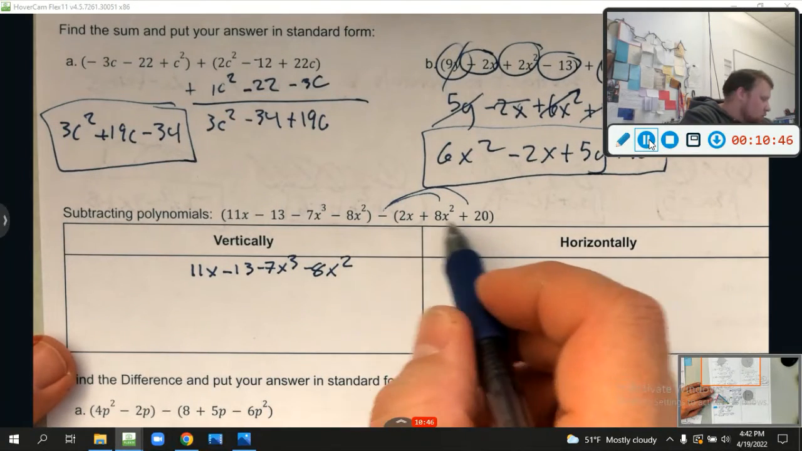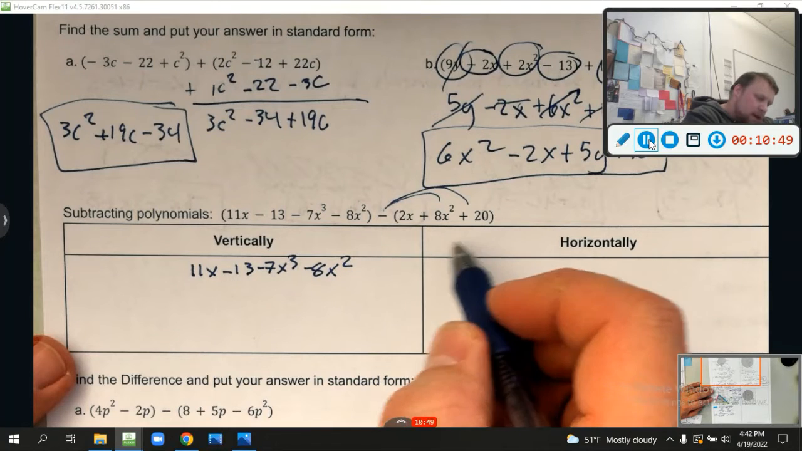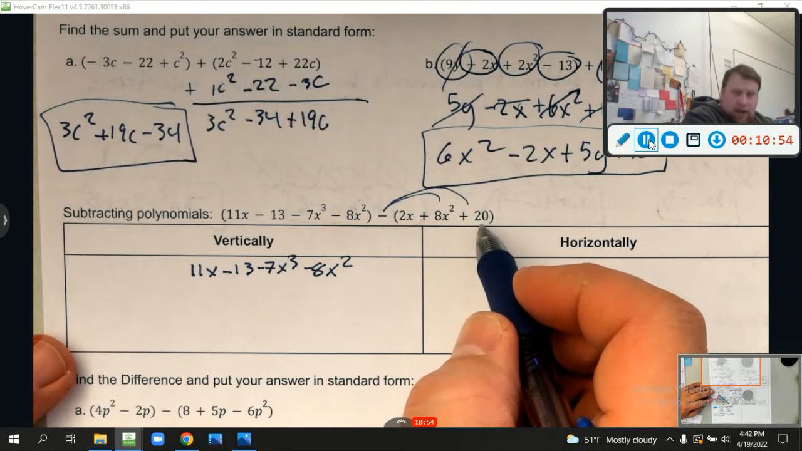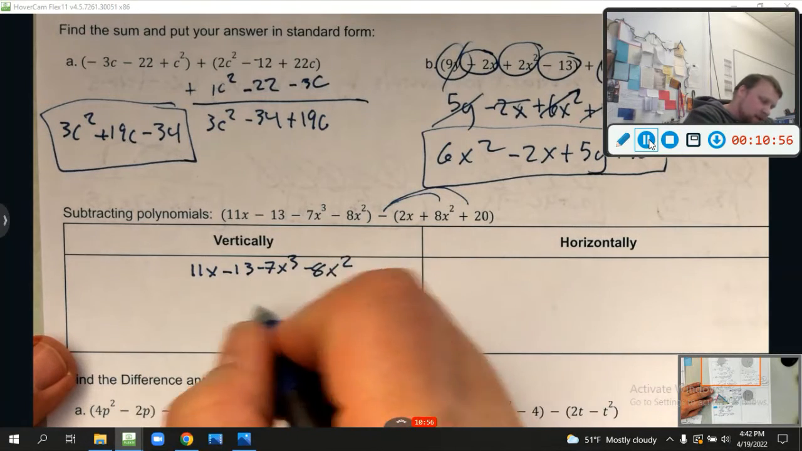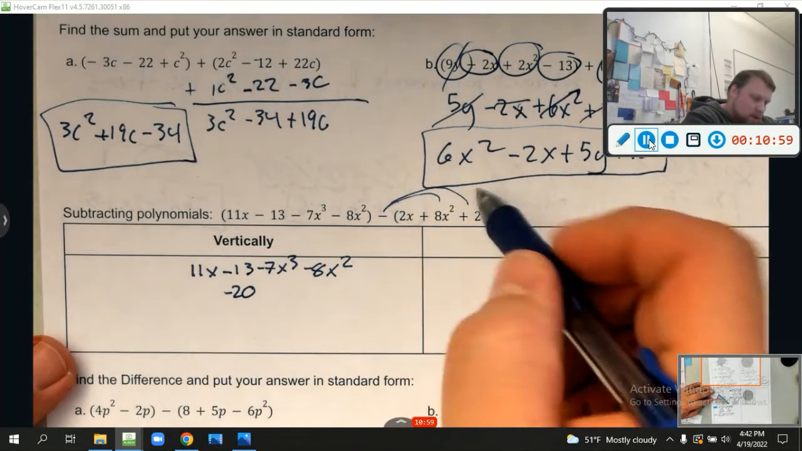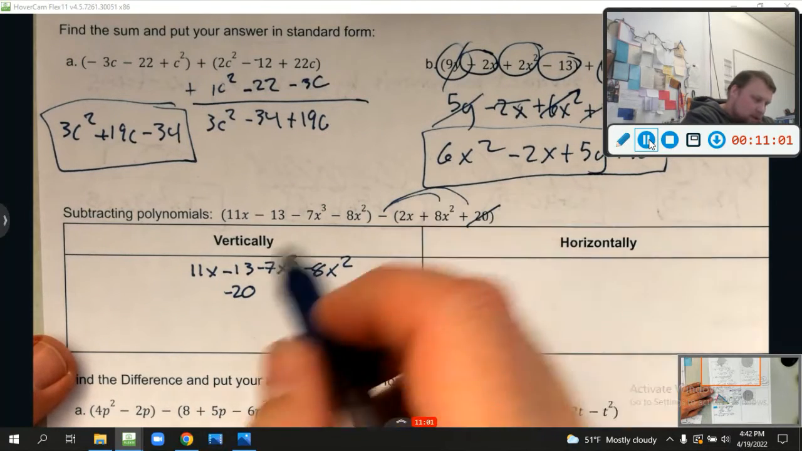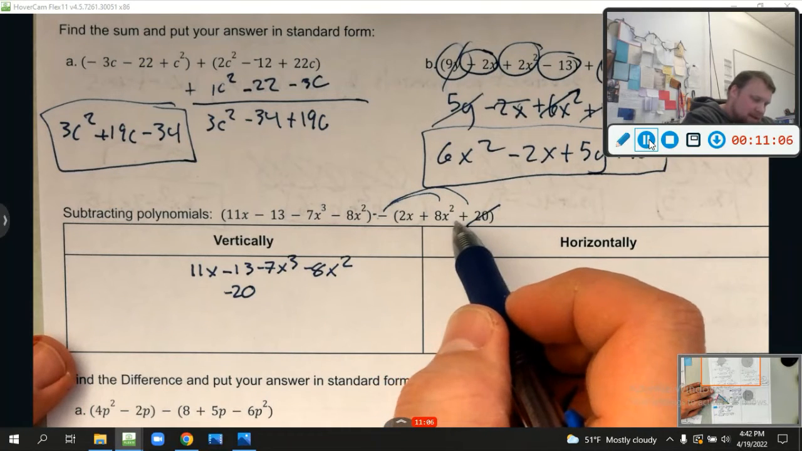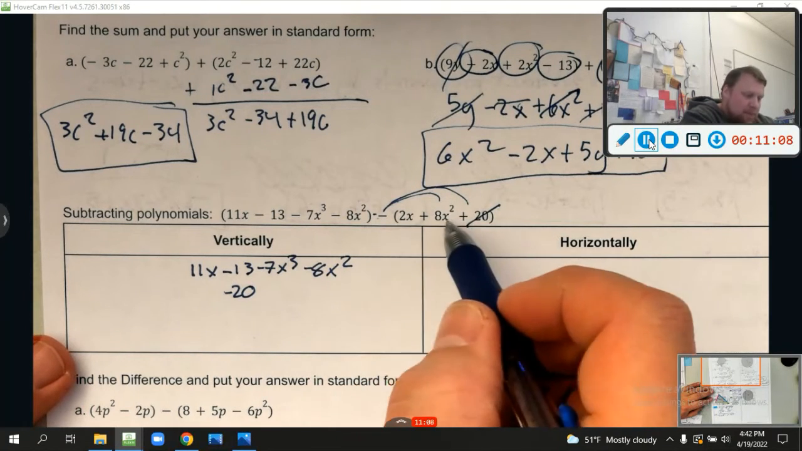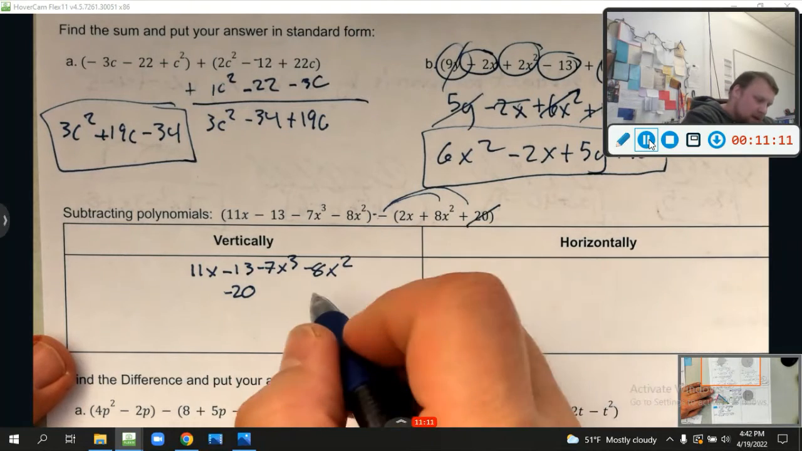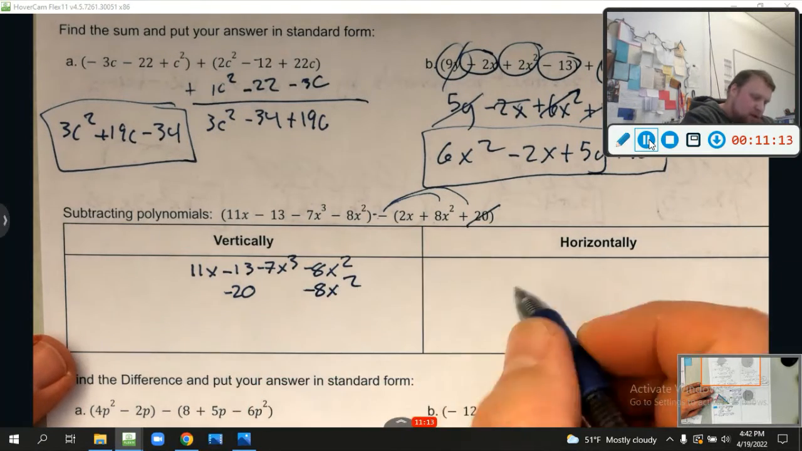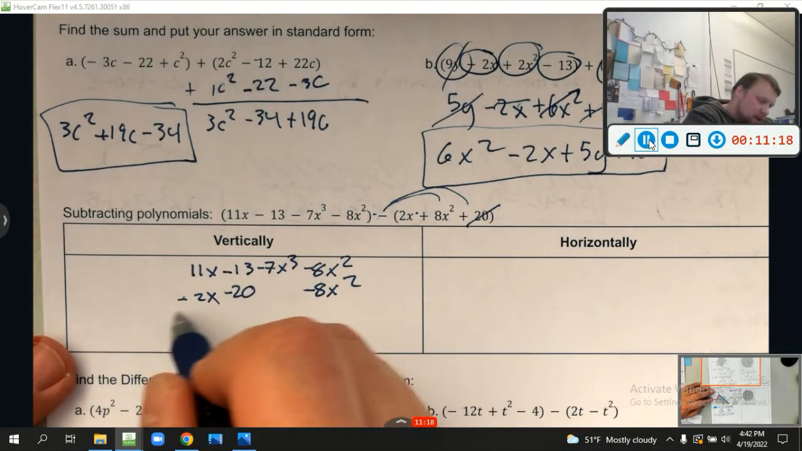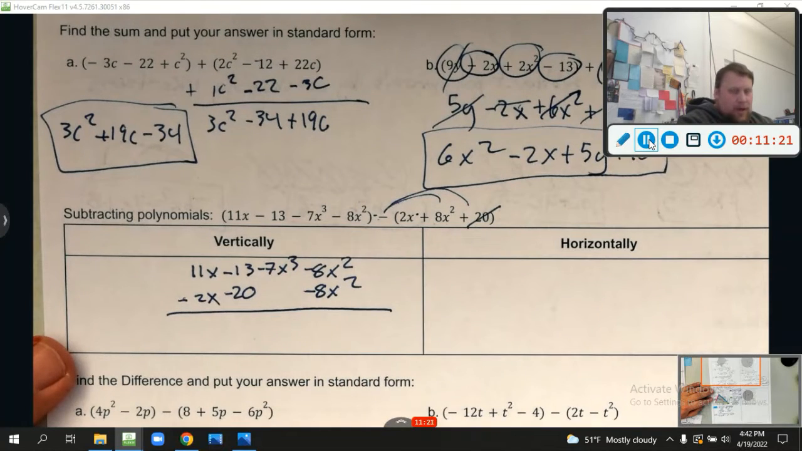And then let's order this underneath it. So I'm going to subtract. I'm going to distribute this as I go. Subtract a positive 20 is going to be minus 20. I'll put it right here. Minus a positive 8x squared would be minus 8x squared. So I'll put that underneath here. And then minus 2x, a positive 2x would be minus 2x right here. And now we're going to add straight down.